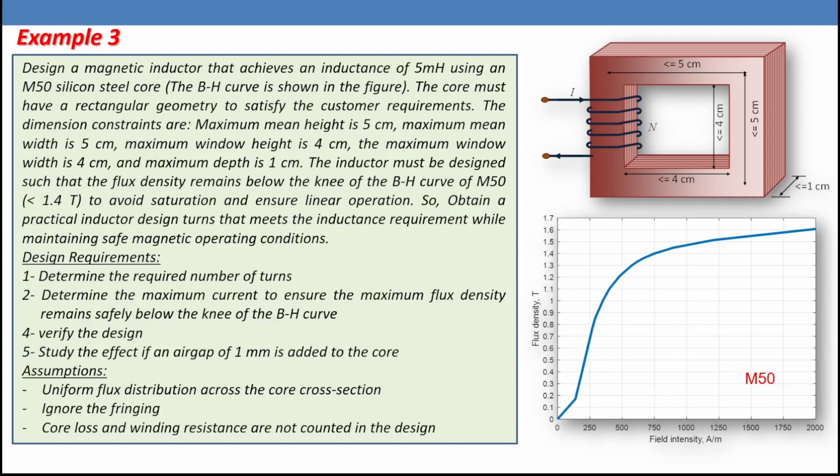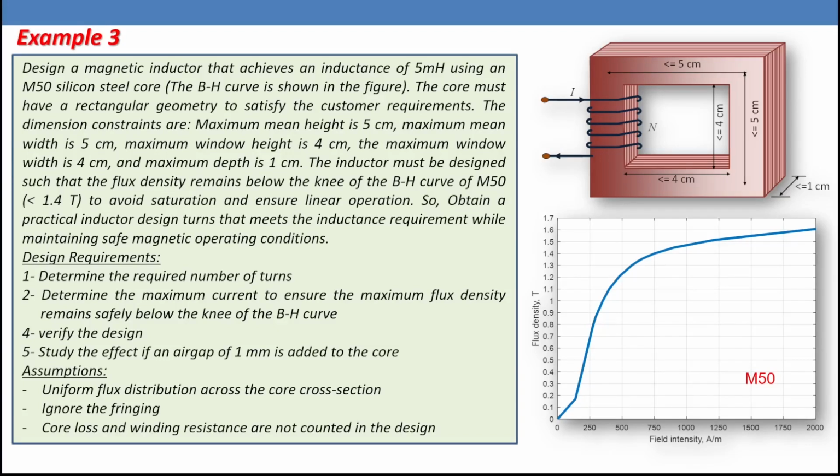So what we need is to obtain a practical inductor design. So we are going to identify the number of turns and the dimensions. Design requirements: determine the required number of turns. Determine the maximum current to ensure the maximum flux density remains safely below the knee of the BH curve. We need to verify this design and study the effect if we are going to inject in this core a 1 millimeter air gap. What will be the consequences?